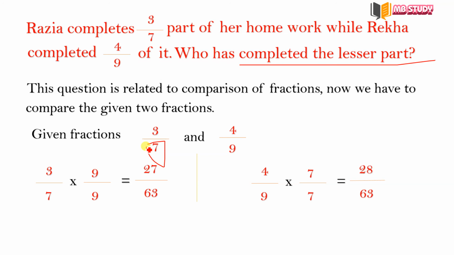So we got the two fractions, 27 by 63 and 28 by 63. The denominators are equal, so now we compare the numerators. Razia is 27 and Rekha is 28. In the question they asked who completed the lesser part. That means 27 by 63 is the lesser part, which is related to Razia. So Razia completed the lesser part.